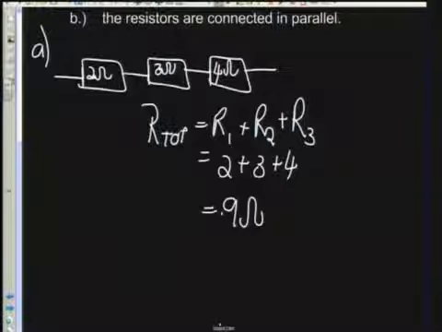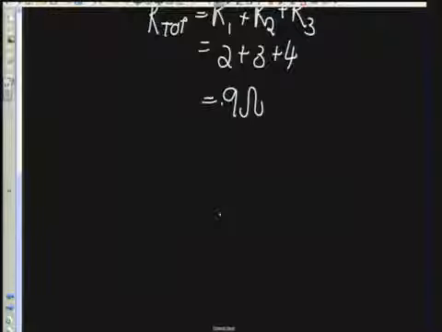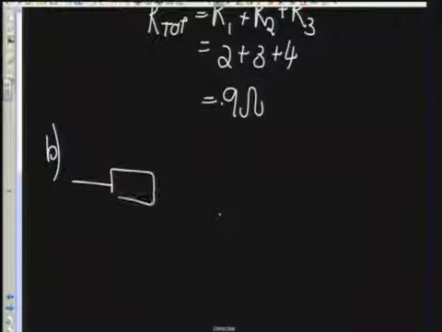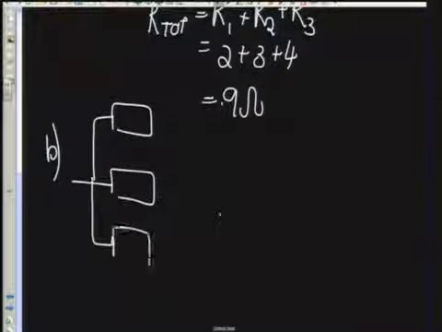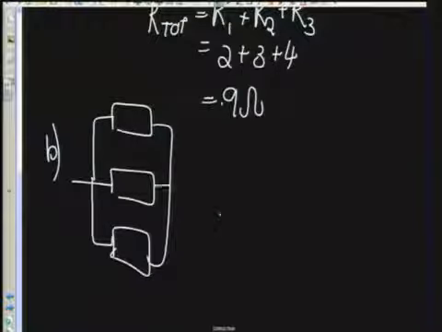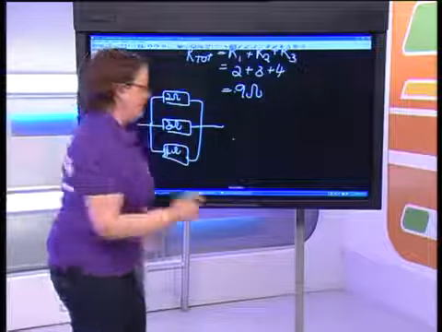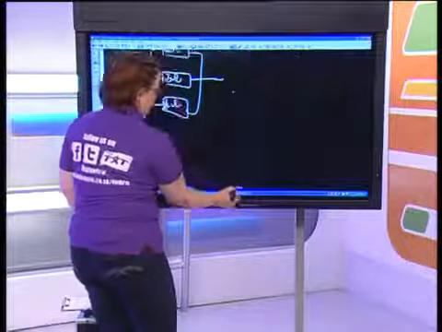Part B says we take the same 3 resistors, but now we connect them in parallel. It doesn't make a difference how you put the 3 in. If you put the 2 at the top, or the 3 at the top, whatever, it all gives me the same answer in the long run. So that's what it looks like. Now we get to the fun part, because we've got to look at our maths really carefully.